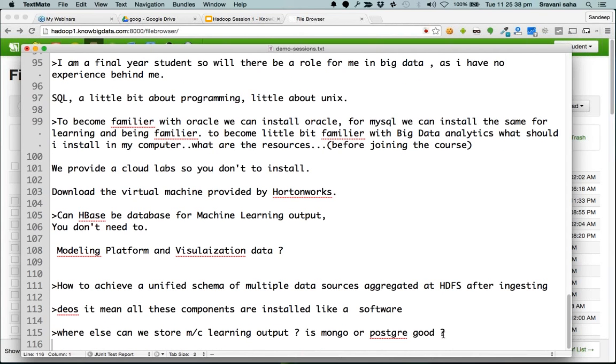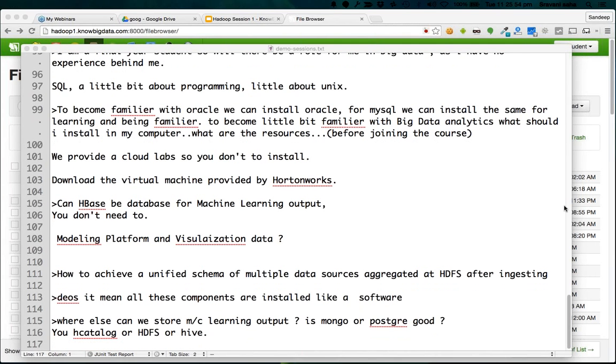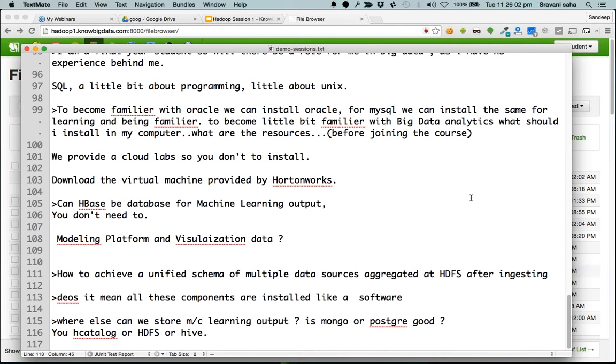Where else can we store machine learning output? You could use actually HCatalog. Good that you have mentioned it, or HDFS, or you could even just put it in Hive. That's it. All right. So that was Vinod's question. All right. Very good set of questions.